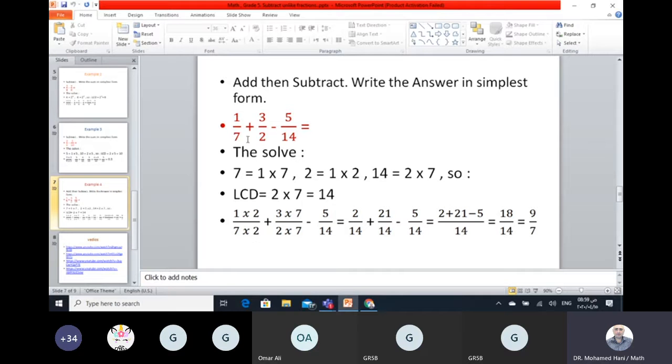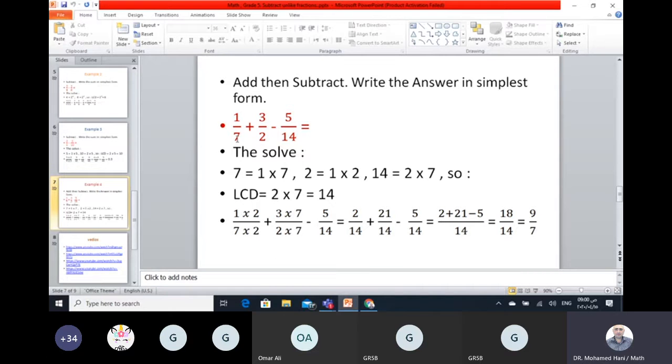As you see here, we have unlike fractions because we have 2 different denominators. So I cannot add directly. So we change the unlike fractions to like fractions. How? Make common denominators.